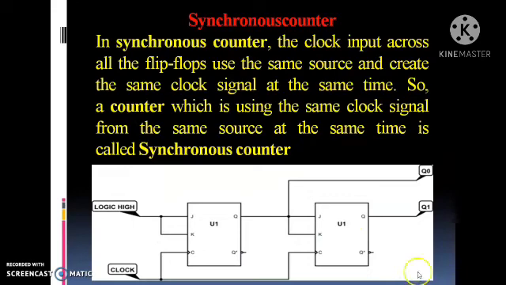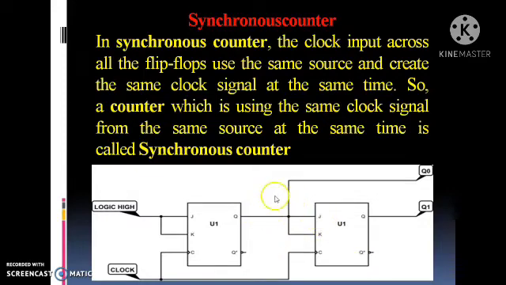In a synchronous counter, the clock input across all the flip-flops uses the same source and creates the same clock signal at the same time. So a counter which is using the same clock signal from the same source at the same time is called a synchronous counter.